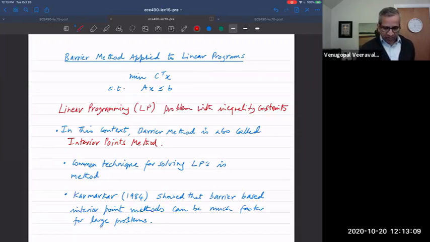But this barrier method was, I guess, the first introduction to these kinds of methods, which are generically called the interior point methods. Okay, and the barrier method was introduced in the context of linear programs as an alternative to what was a popular way to solve these linear programs, called the simplex method.